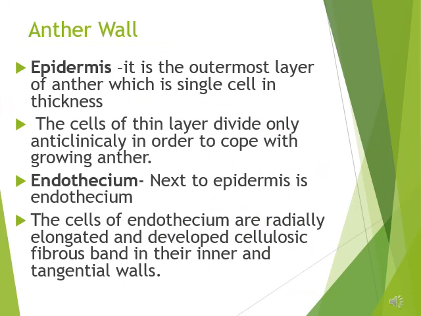Now we will discuss the anther wall. The mature anther wall comprises an epidermis followed by an endothecium, 2 to 3 middle layers and the innermost tapetum. Epidermis: it is the outermost layer of the anther, which is single cell in thickness. The cells of this thin layer divide only anticlinally in order to cope with the growing anther.